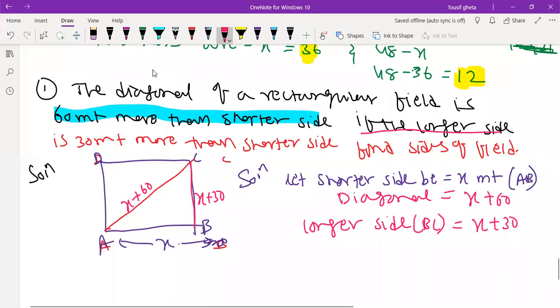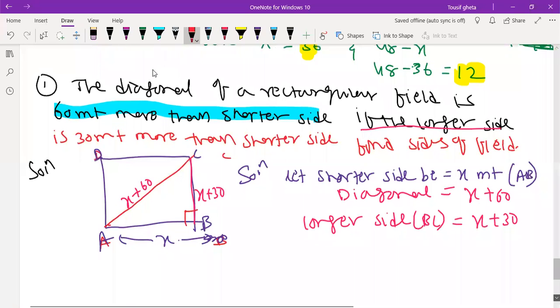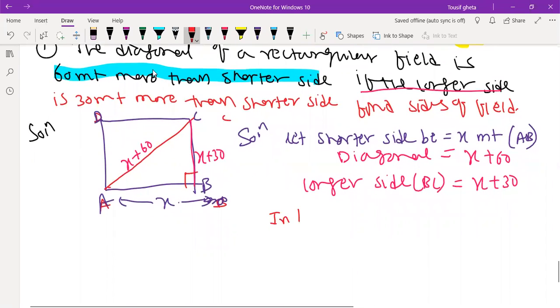Correct, everybody? So in case of Pythagoras theorem we can apply here. In right angle triangle ABC, we can apply Pythagoras theorem. x plus 60 whole square is equal to x square plus x plus 30 whole square. Which theorem did I apply? Pythagoras theorem. Very good, Bharat, you got the answer.